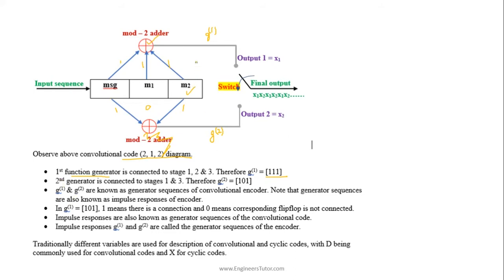Here G1 and G2 are known as the generator sequences of the convolutional encoder. These generator sequences are also known as impulse responses of the encoder. So in 101, 1 means there is a connection and 0 means the corresponding flip-flop is not connected to the function generator. Function generator means modulo 2 adder.